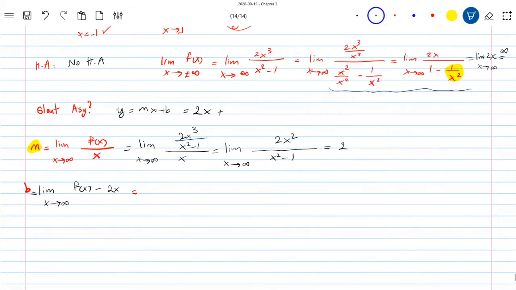So now let's calculate that. Limit as x approaches infinity. We had 2x cubed divided by x squared minus 1, and I'm going to subtract 2x from it. You need a common denominator. Give 2x the denominator 1 here. What we get is the limit as x approaches infinity, multiplying by the same denominator, which is x squared minus 1, in both the numerator and denominator.